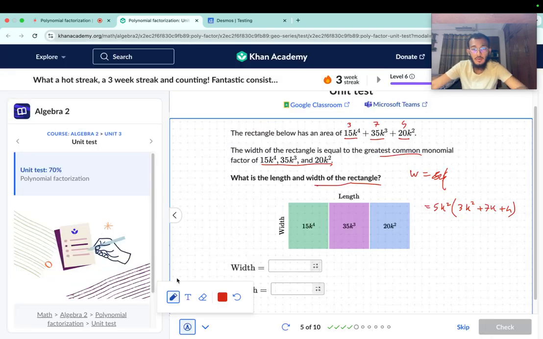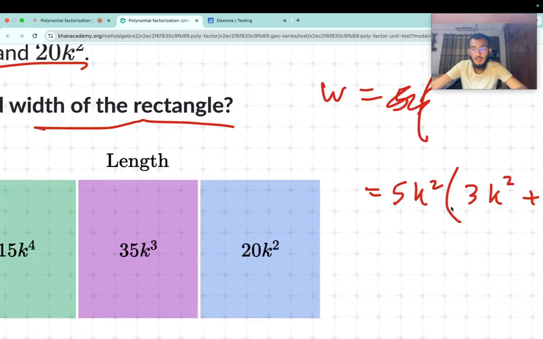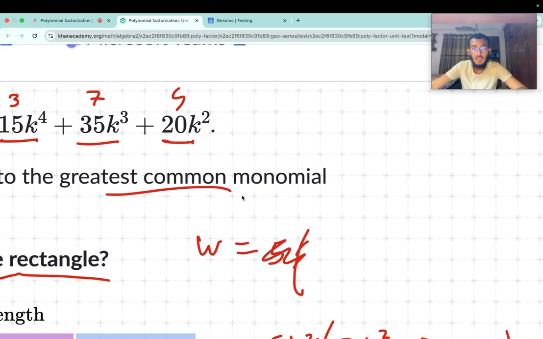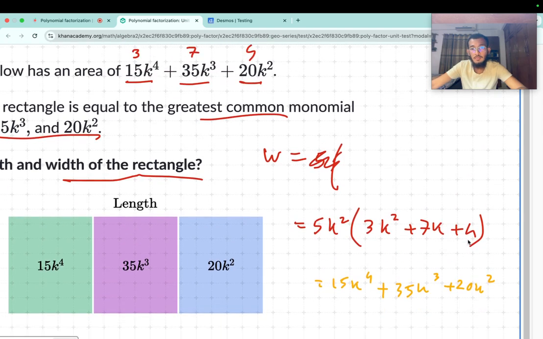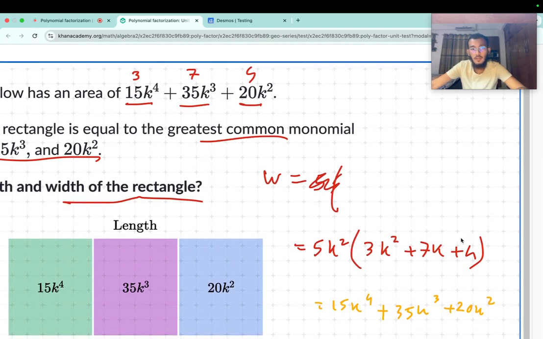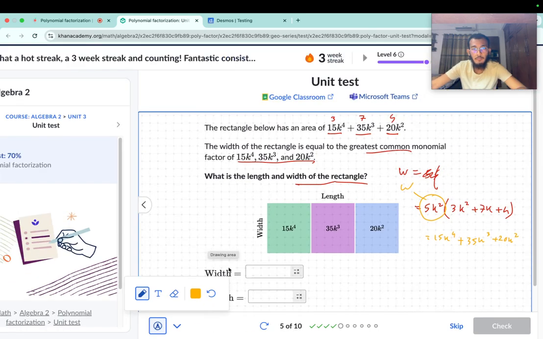So let's check whether our factorization is correct by multiplying these and seeing whether we get the original expression. So 5 times 3 is 15, k to the power 4, plus 7 times 5 is 35, k cubed, plus 5 times 4 is 20, k squared. Yep, our factorization is indeed correct. So this is the width, 5k squared.